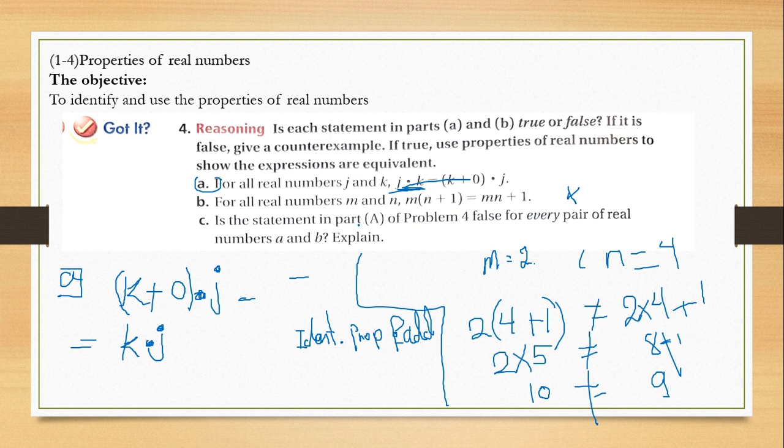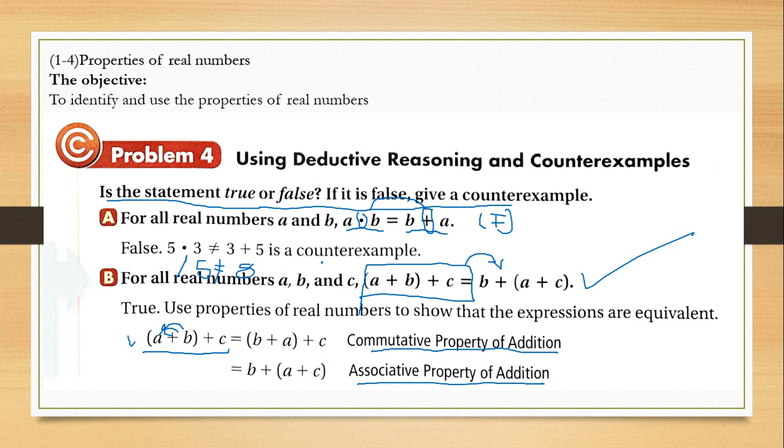Now, is the statement in part A of problem 4 false for every pair of real numbers A and B? So, is this always false? We can say no, it's not always false. For some specific numbers, we can get it right. Let's see these specific numbers. If A and B are both zero, 0 times 0 equals 0 plus 0. So it's not always wrong, but it is wrong most of the time.